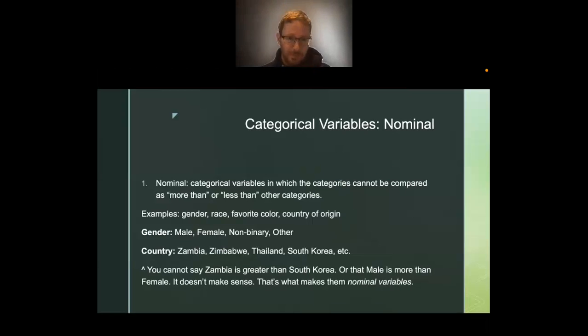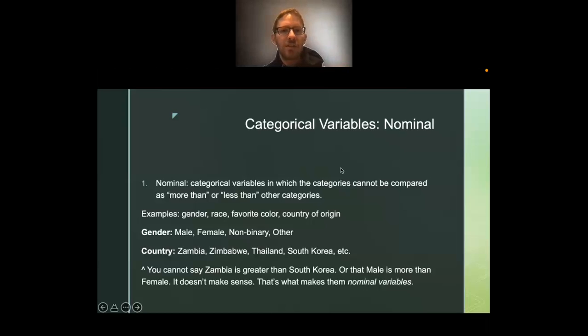The first is nominal. These are variables in which the categories can't be compared to other categories. It's like gender, race, favorite color, your country of origin, right? You can't say that Zambia is more than Korea. That doesn't make any sense. You can't say that liking orange is more or less than liking yellow. Again, that doesn't make sense. So that's what makes them nominal variables: they're just discrete categories that have no relation to each other in terms of more than or less than.